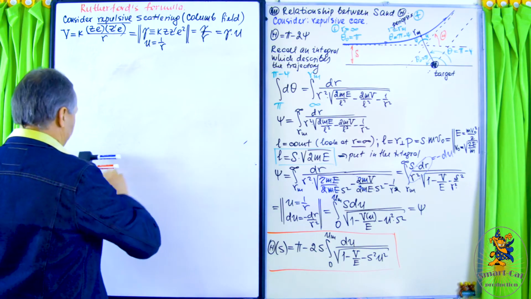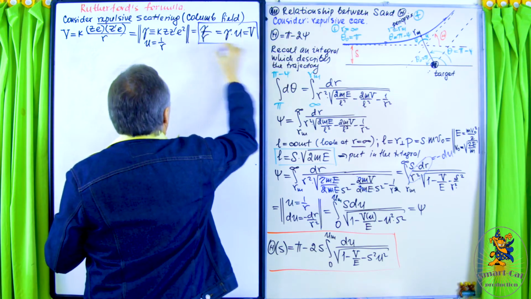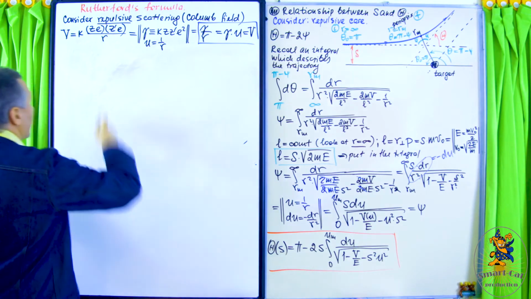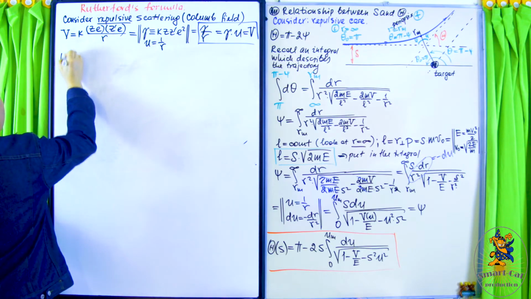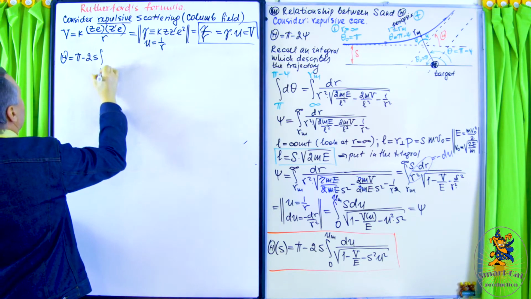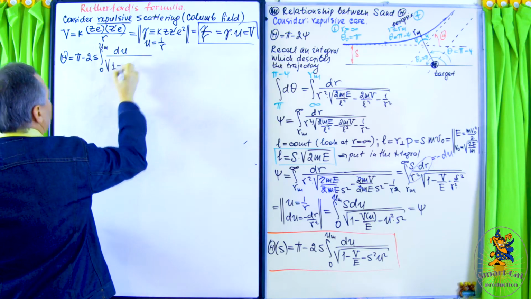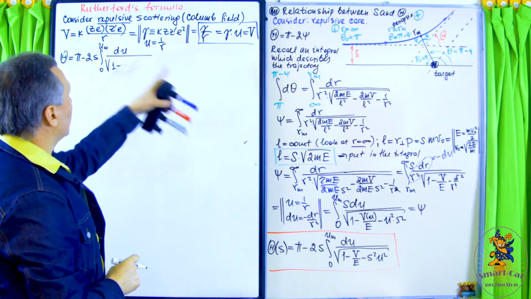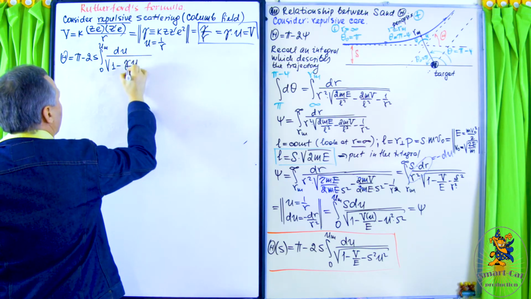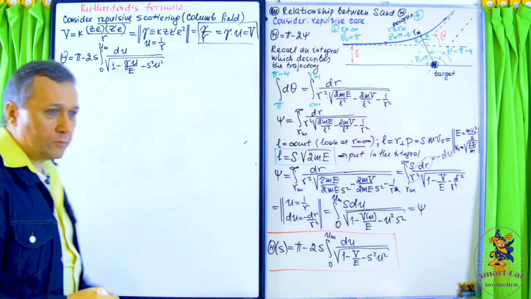So probably let me write V and frame this, because from time to time I will have to go back here. Okay, all right. So let me just rewrite it in explicit form. So that will be capital theta equals pi minus 2s integral from 0 to u_m of du divided by 1 minus, okay, we're already using u, so it will be gamma u over E, minus s squared u squared. So, explicit form.